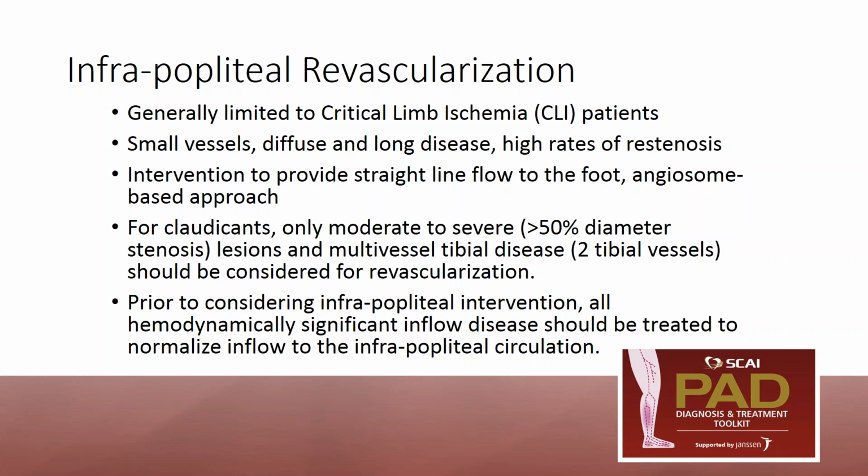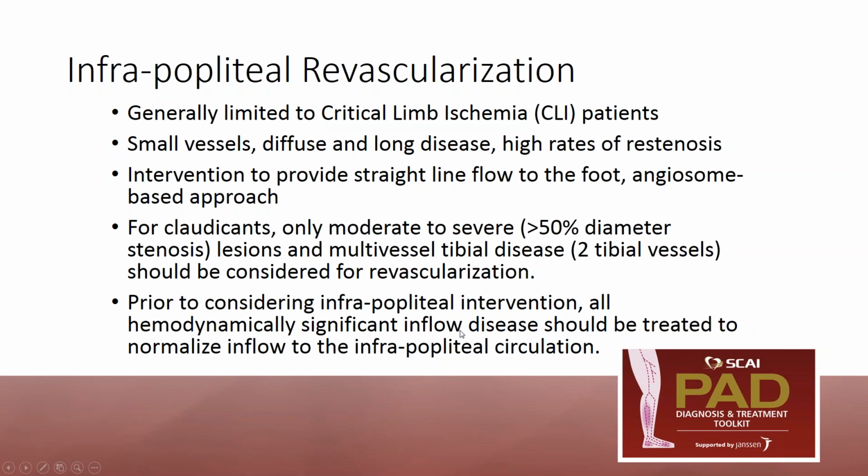They have high rates of restenosis. And really here, the goal is, in patients with CLI with a wound, to perform straight line flow to the foot. We'll talk a little bit about an angiosome-based approach. For claudicants, you should really be working on this if they have moderate to severe claudication with a greater than 50% diameter stenosis. Infrapopliteal vessels cause foot claudication, not calf claudication, or if they have multi-tibial disease with tibial vessels, you should really be thinking about doing revascularization.